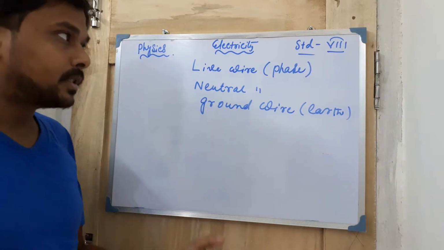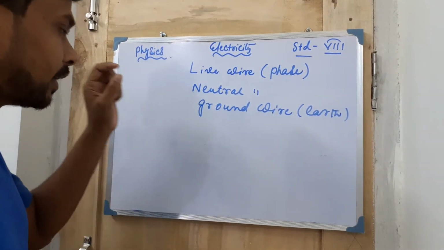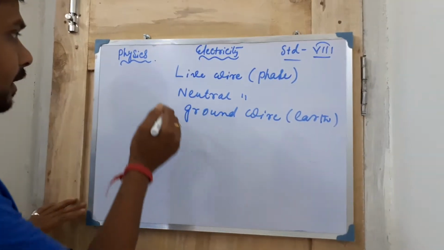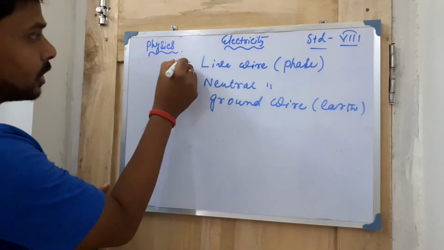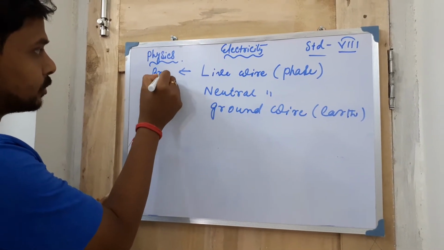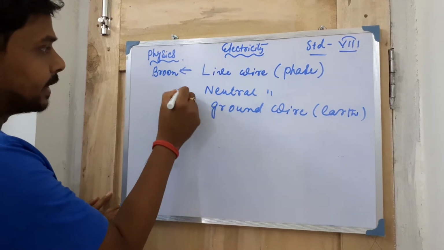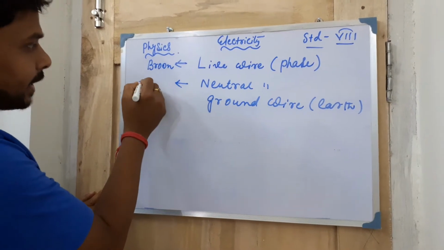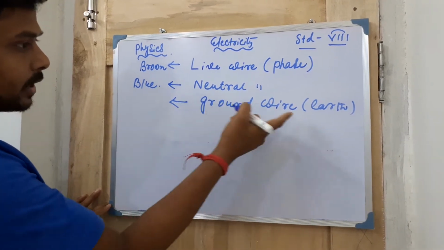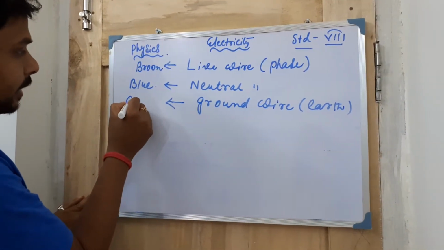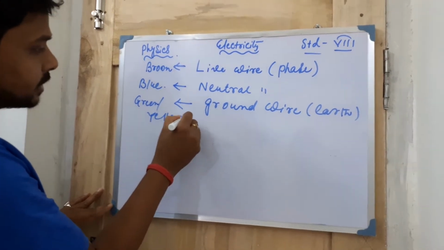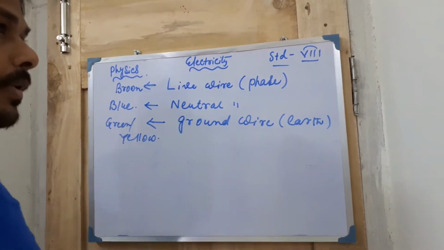Nowadays, these three wires have different colors. Actually these are mentioned here. For the live wire, the color used is brown, for the neutral wire, blue color wire is used, and for the ground wire or earth wire, green or yellow color of wire is sometimes used. So that is not actually the factor here.